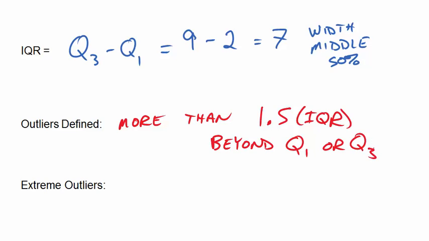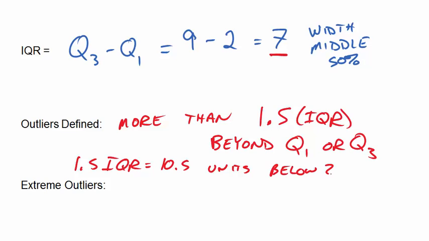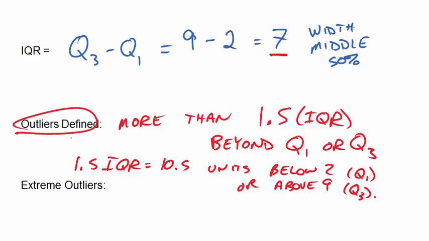All right, so in this case, our IQR was 7, and 1.5 IQRs in this case is 10.5. I would need to be 10.5 units below 2 or above 9. 2, remember, was my Q1, 9 was my Q3, and if I am anything more than that, then that's going to be considered an outlier, and that's actually how we're going to define them from now on.